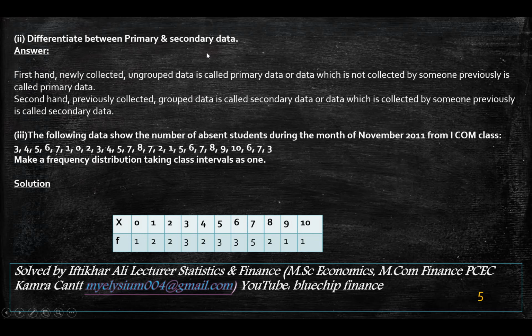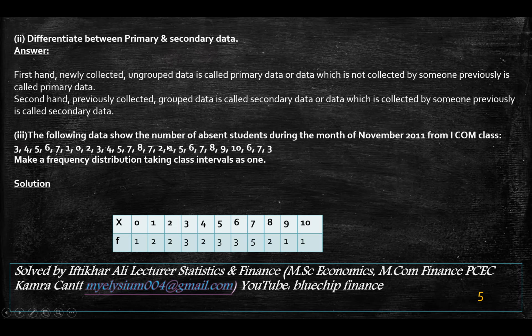Question number 2, differentiate between primary and secondary data. Primary data is first-hand data or ungrouped data, or data which has not gone under any statistical analysis or which is not previously used in any statistical analysis, whereas secondary data is the opposite of primary data. It is old data, or we can say that it is a type of grouped data. The data which has already been collected by someone previously is called secondary data.